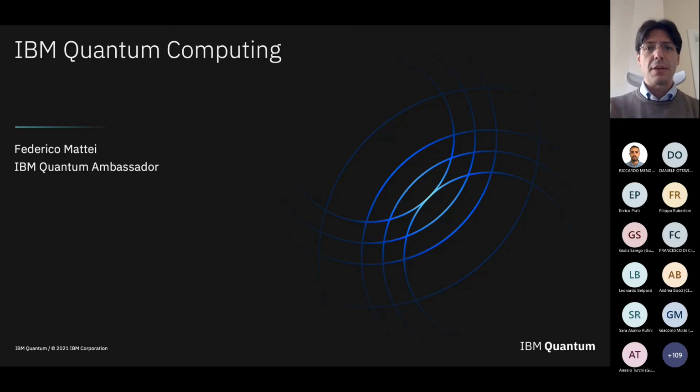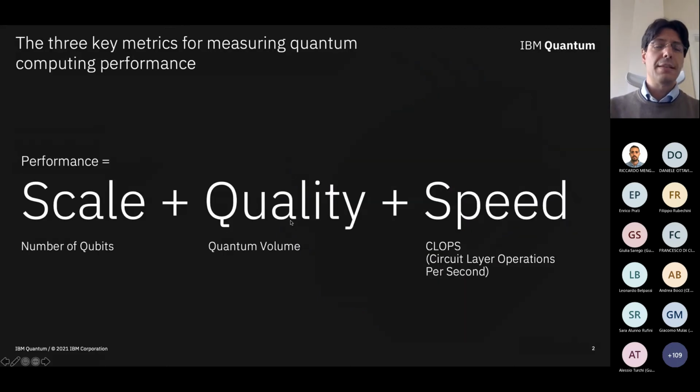Just 1 month ago, we had our annual Quantum Summit meeting, in which we presented all the evolution of our system, of our software stack, and also on our network. So I will go through these announcements so that we can see together how is proceeding the evolution of IBM quantum computers. So let me start from this equation, which is the way in which IBM would like to measure the performance of a quantum system.